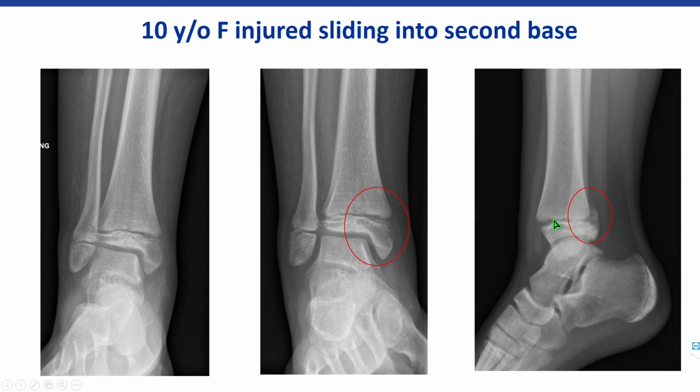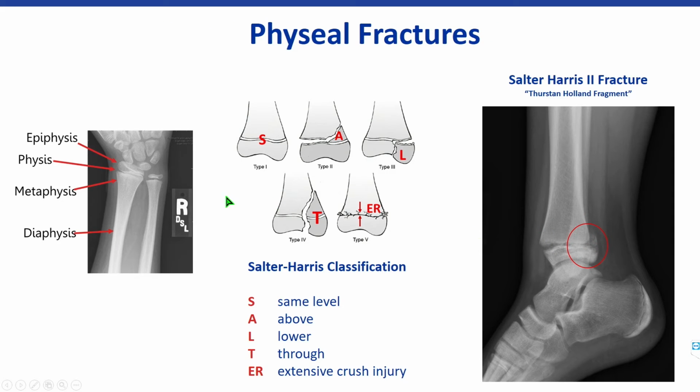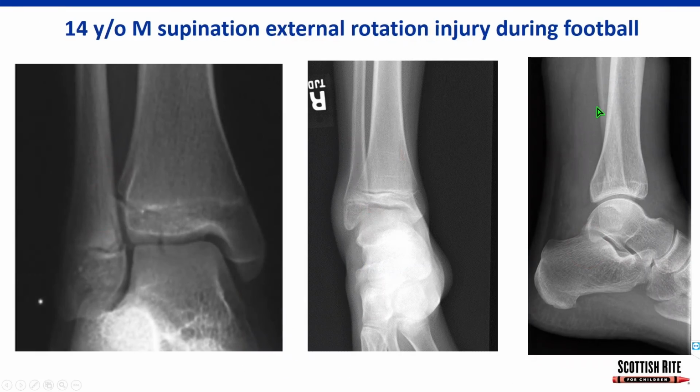She's a little bit kicked up. So again, the same level. If this just involved the physis itself and did not involve the metaphysis, that would be the type 1. In this particular case, it's above the physis into the metaphysis. So this is a Salter-Harris 2. And like we mentioned, that's that Thurston-Holland fragment that's there.